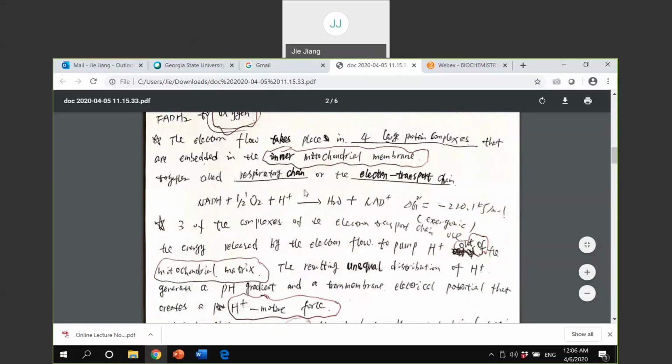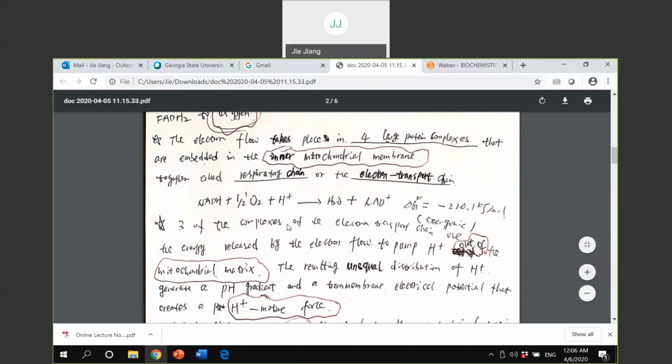A general reaction for NADH reacting with oxygen is shown here. NADH will be oxidized to NAD+, and oxygen will be reduced to water. The delta G for this reaction is negative 220, which is very negative, which means this is a spontaneous process.